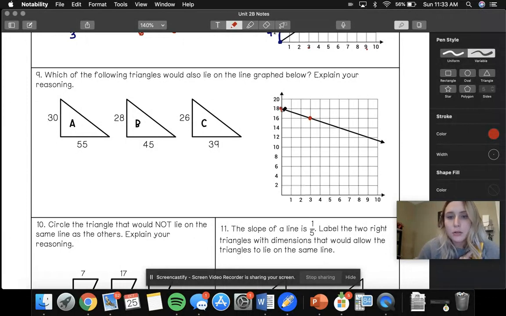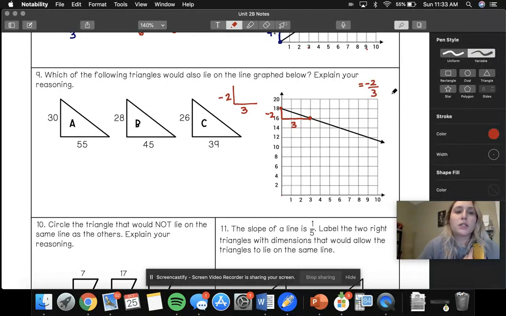So I need to go down. It looks like it's going down from 18 to 16, so it's going down 2, or negative 2. And then it looks like it's going to the right 3 boxes. Just need to make sure it goes from 0 to 3. So it is going down, and it's going over 3. So we're looking for a slope of negative 2/3 in these triangles.